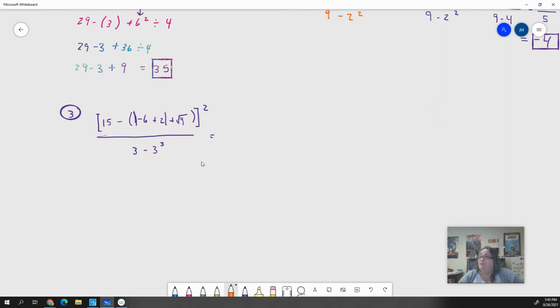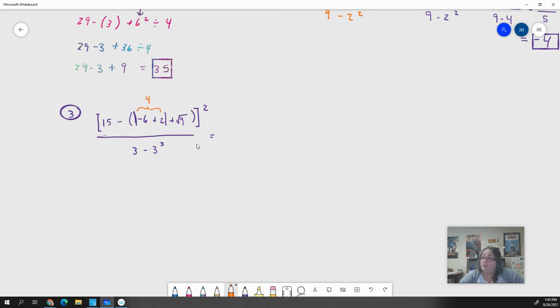And so we're going to deal with the innermost grouping first, which would be this right here. We have -6 plus 2. Now -6 plus 2 is just -4, but we're taking the absolute value of that, and the absolute value is just a distance from 0 on the number line, which means it's only 4 away. So this gives us +4.